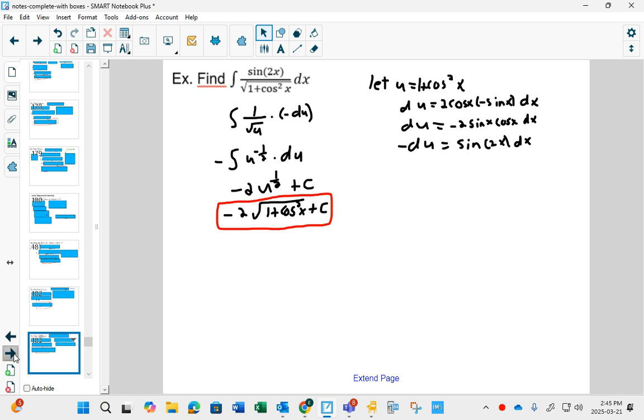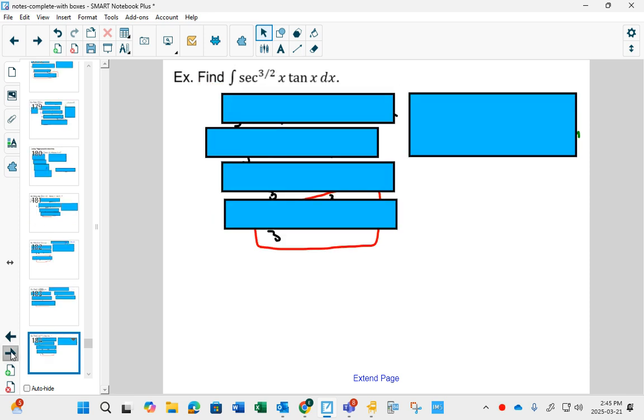Take a look at the next. I'll put it up here. I see a secant x, I see a tan x. Just off to the side, what is the derivative of secant x? Do you remember? Secant x, tan x?